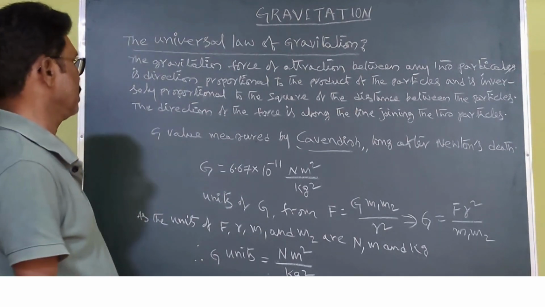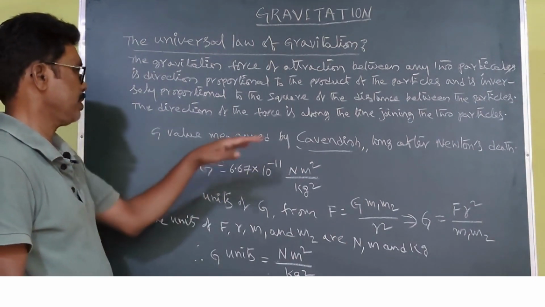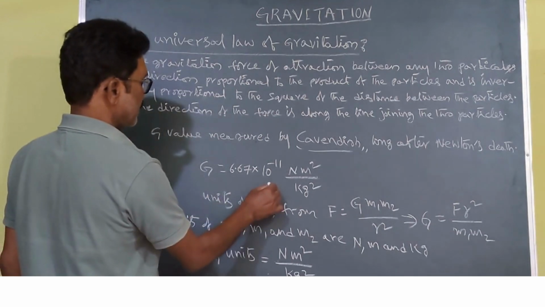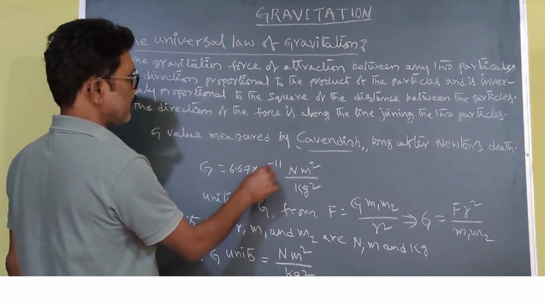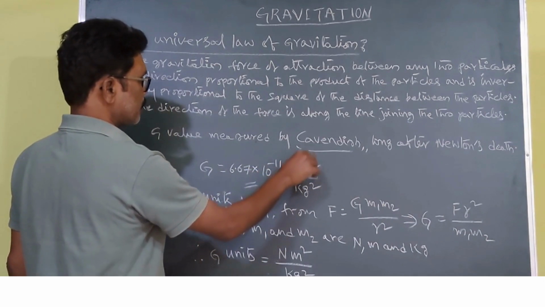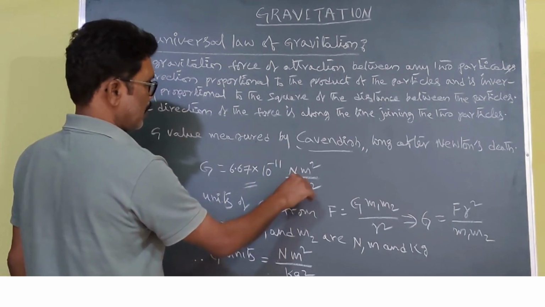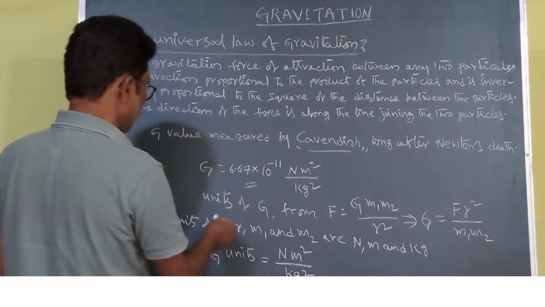After Newton's death, after a long time, the G value was measured in the laboratory by the scientist Cavendish. He found that value in the laboratory: G equals 6.67 times 10 to the power of minus 11 newton meter square per kg square. Now we can see how to arrive at those units.